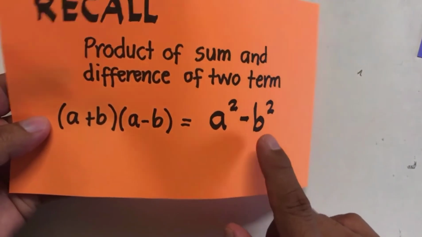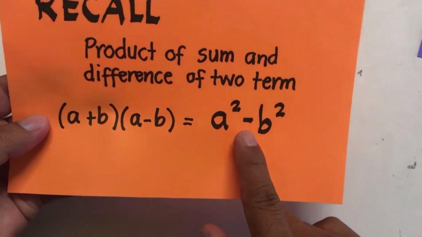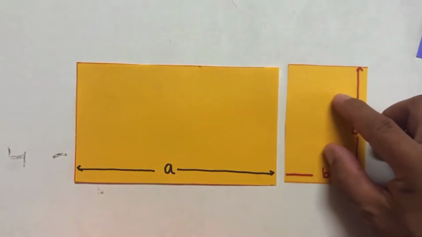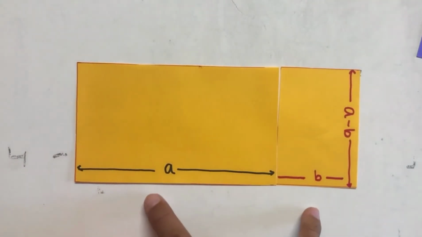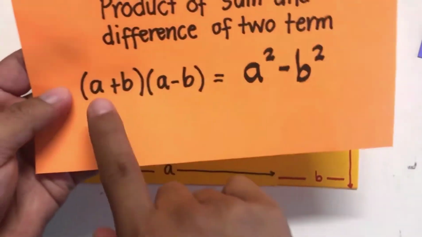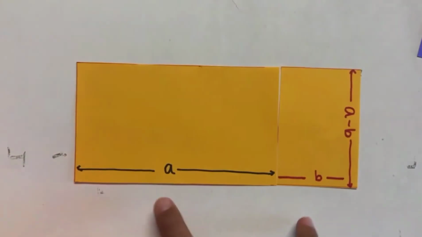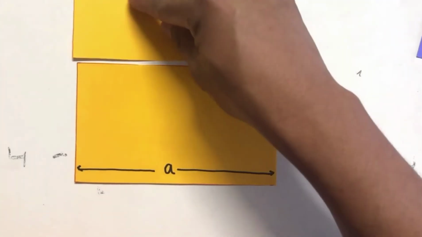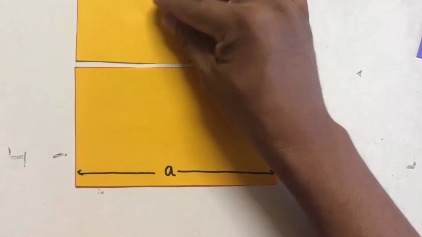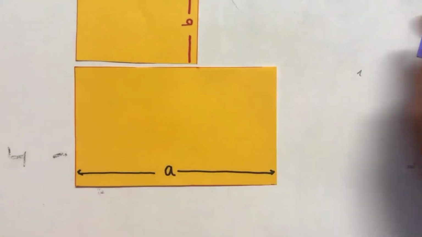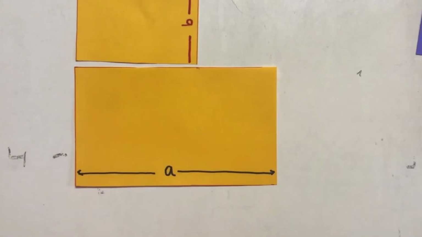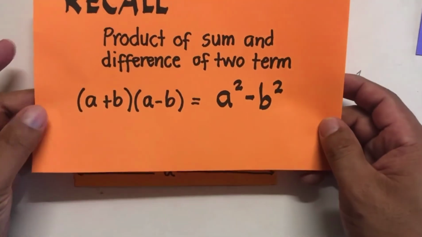That is the reason why we have this formula, because if you are given the area like this, you can always cut it and rearrange so that you can find the length and the width, which are the factors. And if you are given the factors A plus B and A minus B, you can always rearrange it to visualize that this is just the big square A squared subtracted by this B squared, the smaller square. So that is the meaning of this formula.